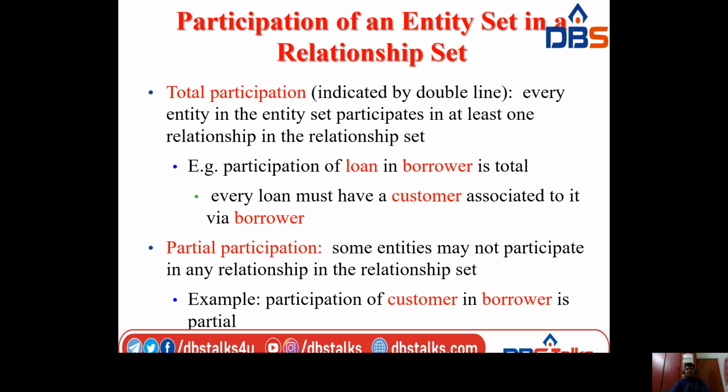Now here is partial participation. The previous one is total participation. Now comes the second one, partial participation. Some entities may not participate in any relationship in the relationship set. For example, participation of customer in borrower is partial. Some customers are not participating in that borrower. Now that is called partial participation.